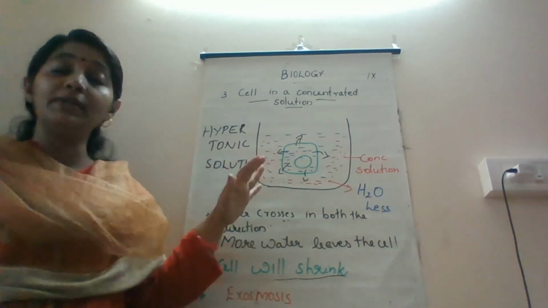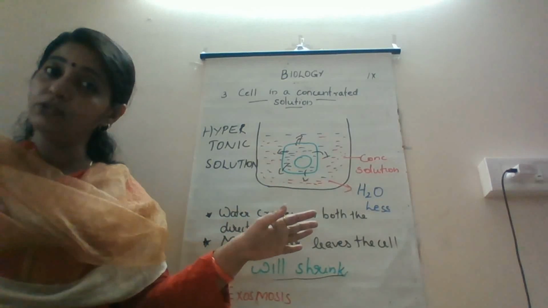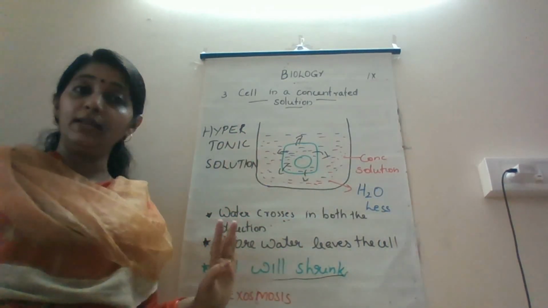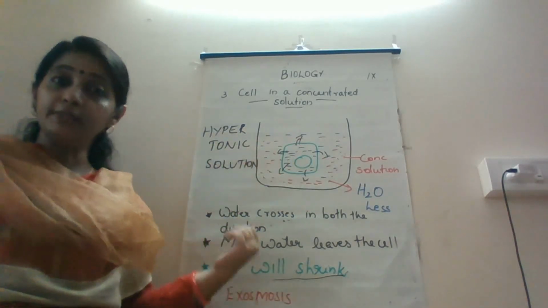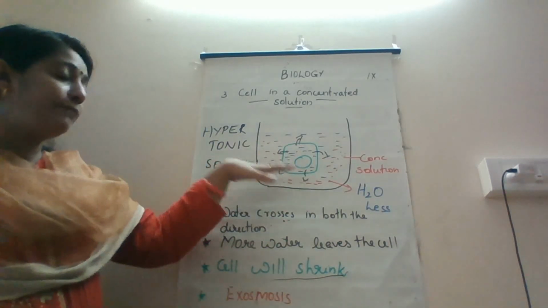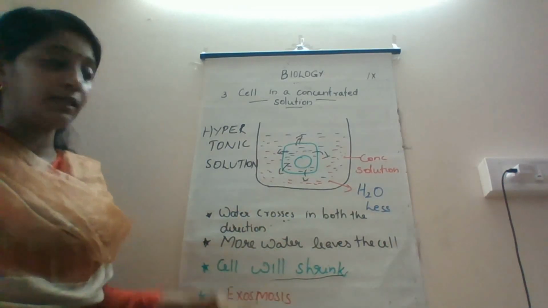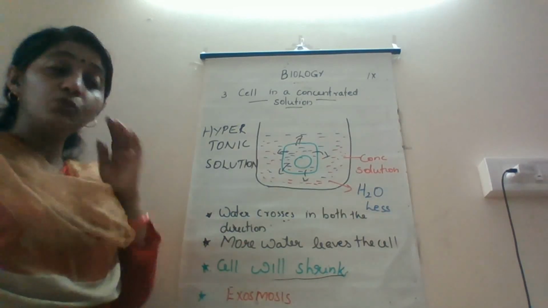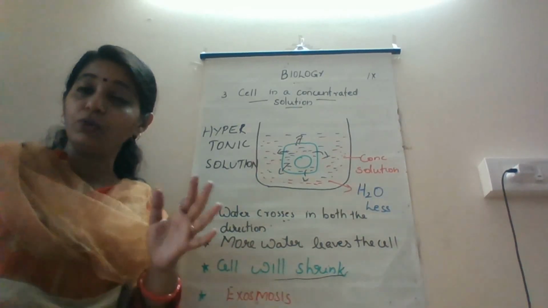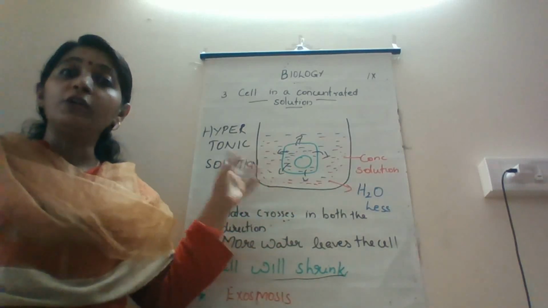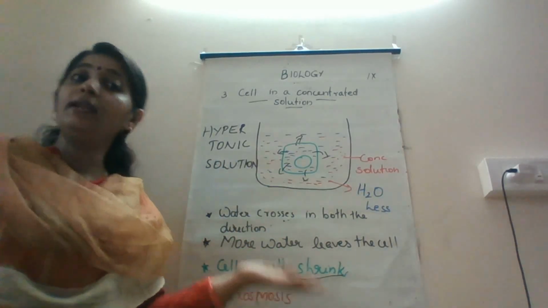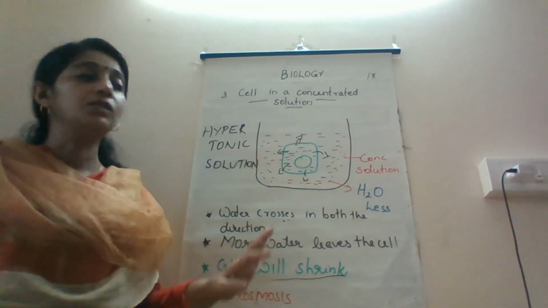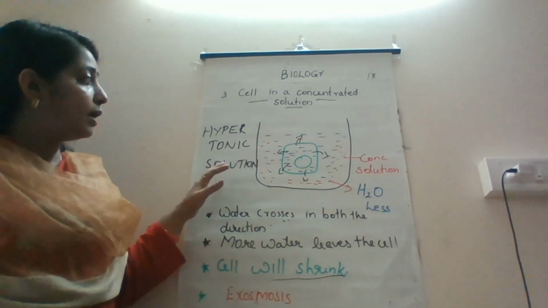So when a cell is placed in a hypertonic solution, what happens to the cell? The water molecules will move in and out of the cell, but more water leaves the cell, so the cell will shrink. Exosmosis will take place and the cell will shrink. So if a question asks what happens to a cell which is kept in a hypertonic solution, the answer is: water will move in and out, more water leaves the cell, leading to exosmosis, and the cell will shrink.